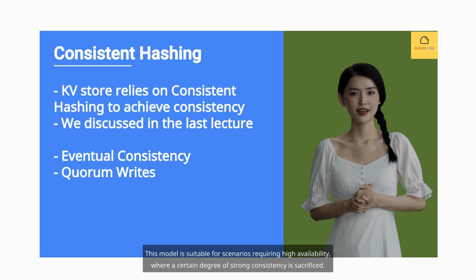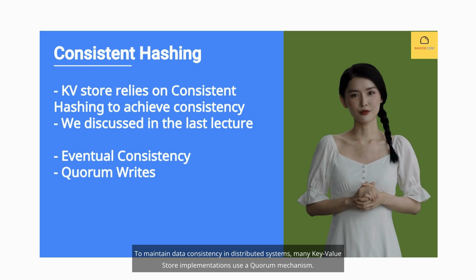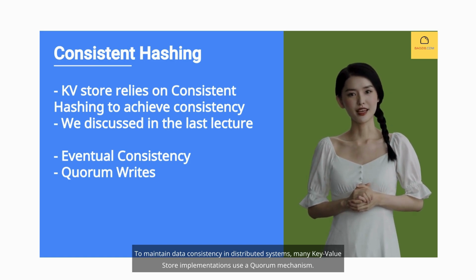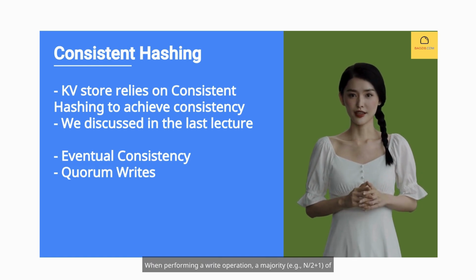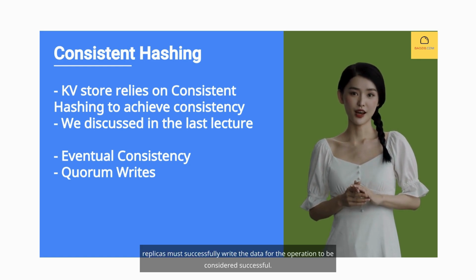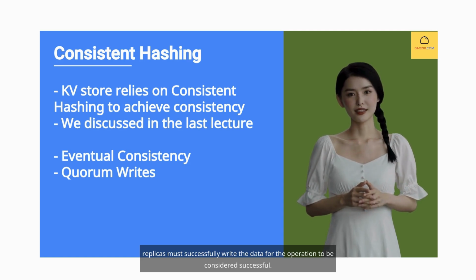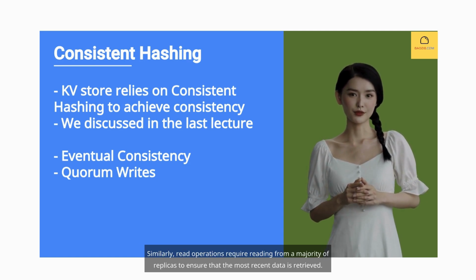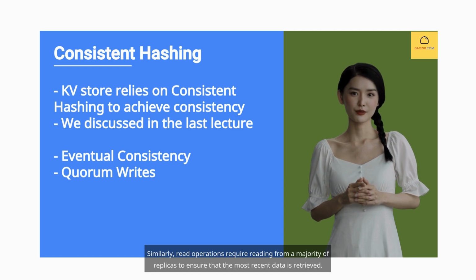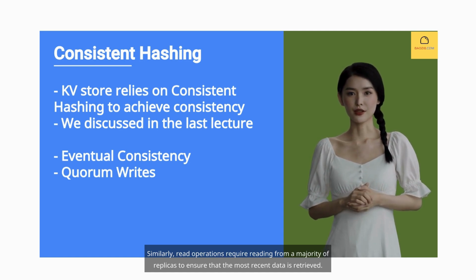To maintain data consistency in distributed systems, many key-value store implementations use a quorum mechanism. When performing a write operation, a majority, e.g. n/2+1, of replicas must successfully write the data for the operation to be considered successful. Similarly, read operations require reading from a majority of replicas to ensure that the most recent data is retrieved.